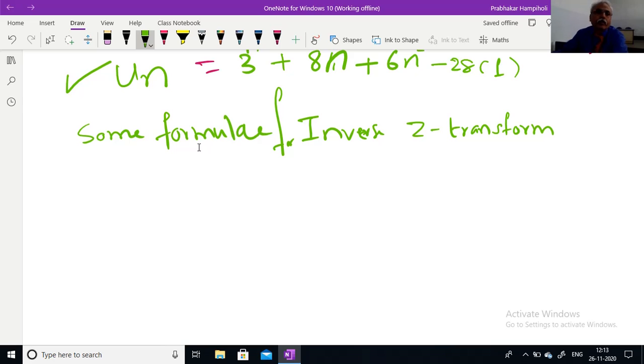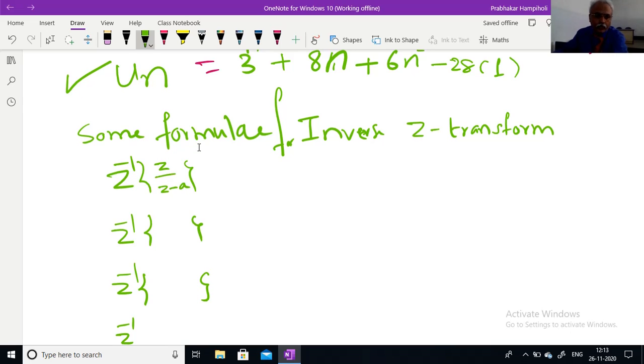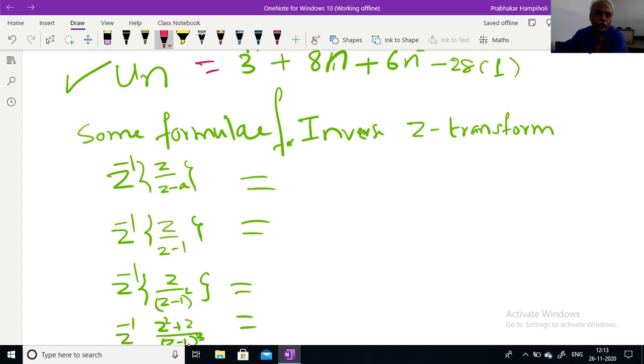Now, the Z inverse of, we can go on writing some examples. First I write z by z minus a, then z by z minus 1 whole square, then z square plus z by z minus 1 whole cube. So on the right hand side we should get n functions. The corresponding n function is a raised to n. So from U of z back to u n I am coming. This is the inverse Z transform. This is 1, because a equal to 1, 1 raised to n. This is n. This is n square.